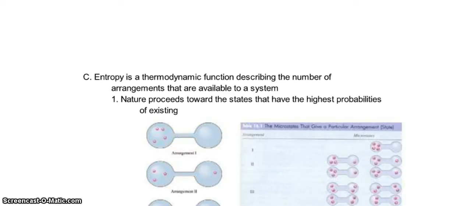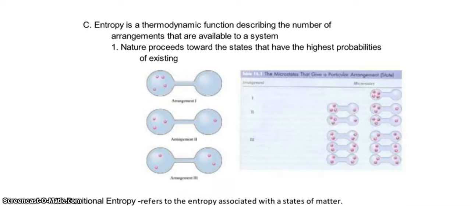And this idea is actually very important. Entropy is the thermodynamic function, which is again heat, moving heat, describing the number of arrangements that are available to a system. This is something you've got to think about. All the diagrams are also in your book on pages 752 and 753. These are just some of them.